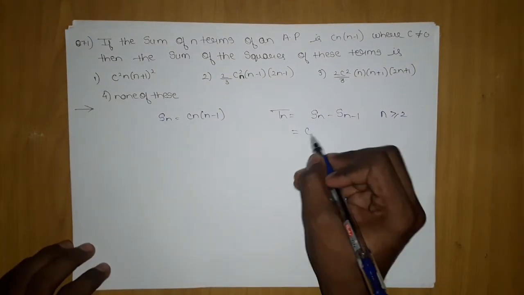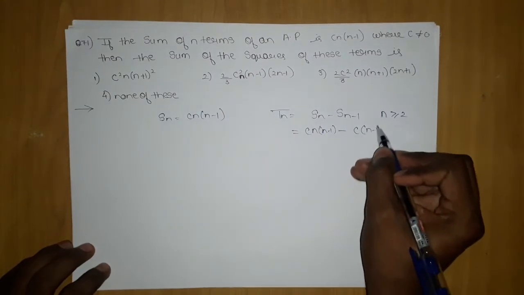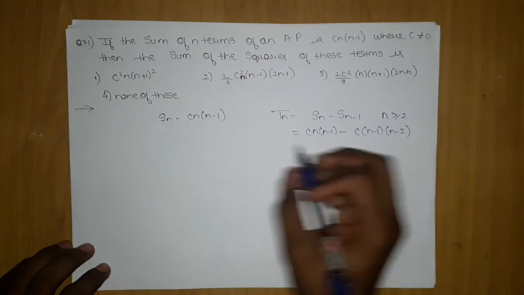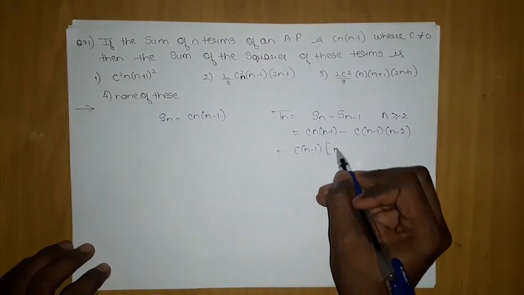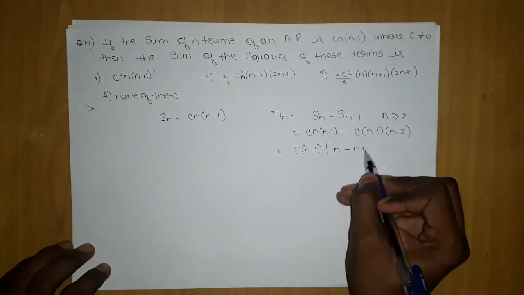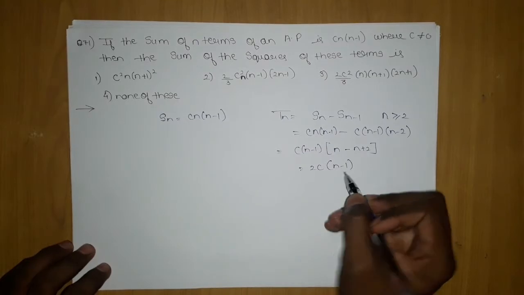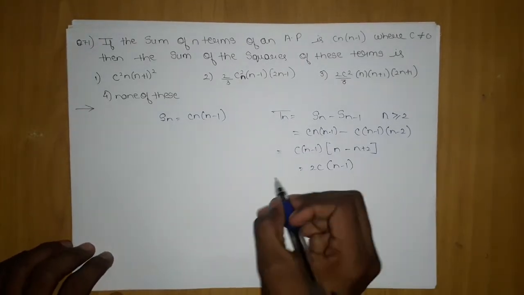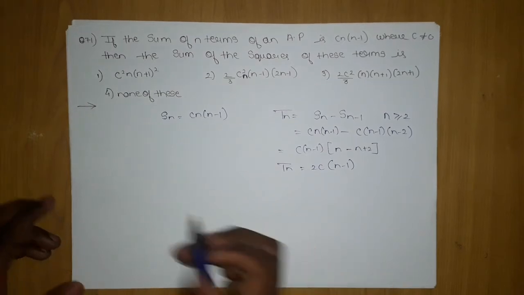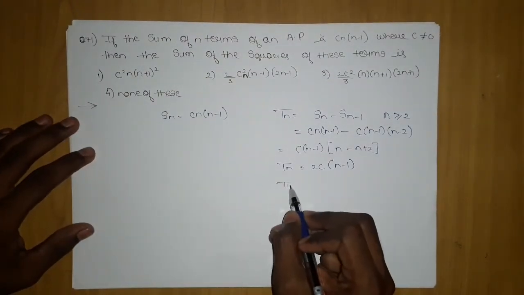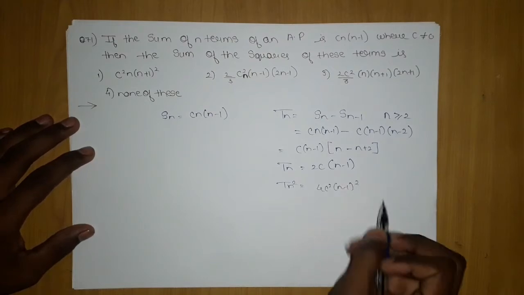So we will substitute Cn into n minus 1 minus c into n minus 1 into n minus 2. Take c into n minus 1 common, left with n minus n plus 2, giving me 2c into n minus 1. So this is our Tn. But what they're asking is the sum of the squares of the terms. So if I square it, I get 4c square into n minus 1 the whole square.